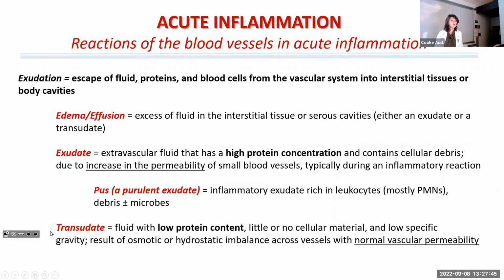Now, I want to introduce new terms, new vocabulary. I already said exudation. Exudation is the process of escaping from the blood vessel, escape of fluid, proteins, and blood cells from the vascular system into the interstitial tissues or body cavities. We call edema or effusion the excess of fluid in the interstitial tissue, that's edema, or serous cavities, that's effusion. This fluid can either be an exudate or a transudate. Am I just going to know by looking at it grossly? Maybe, but what I need in order to classify this fluid into an exudate or a transudate is some lab, some chemical tests.